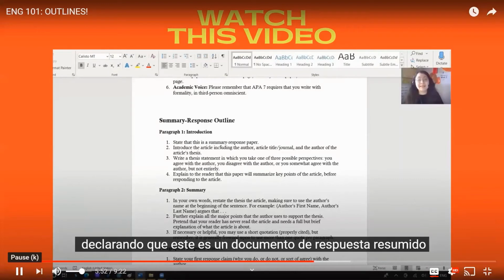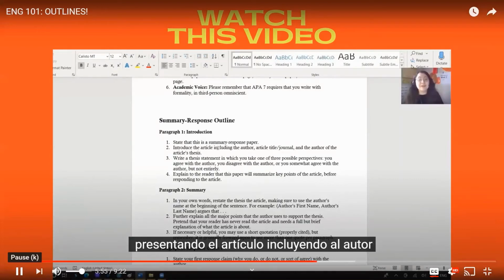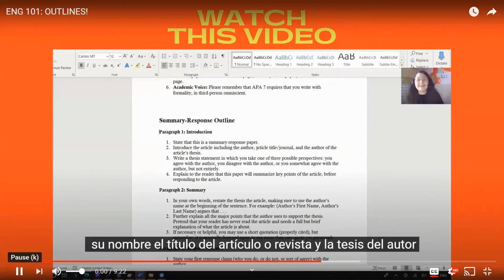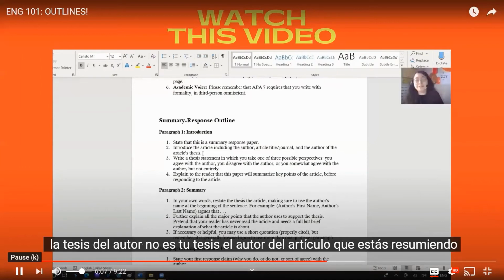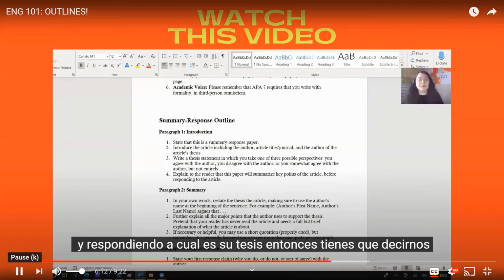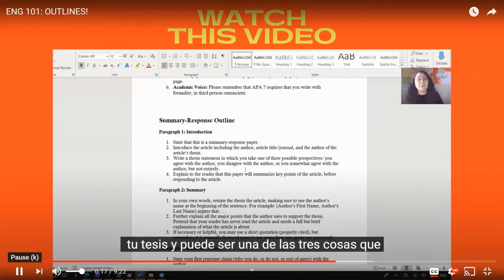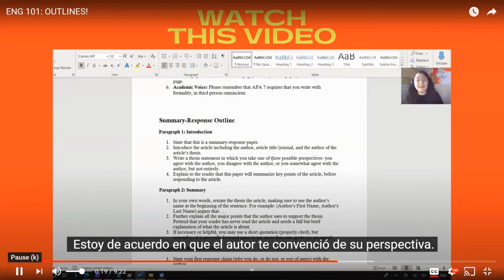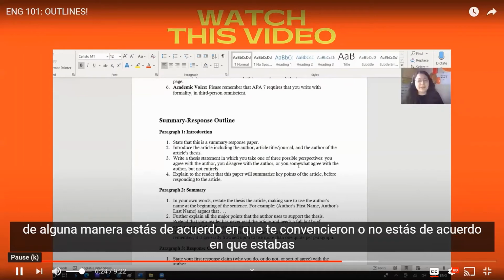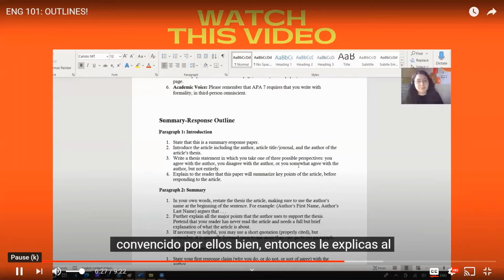stating that this is a summary response paper, introducing the article including the author, their name, the title of the article or journal, and the author's thesis. The author's thesis, not your thesis, the author of the article you're summarizing and responding to. What is their thesis? Then you have to tell us your thesis. And it can be one of three things. You agree that the author did convince you of their perspective, you somewhat agree that they convinced you, or you don't agree that you were convinced by them.